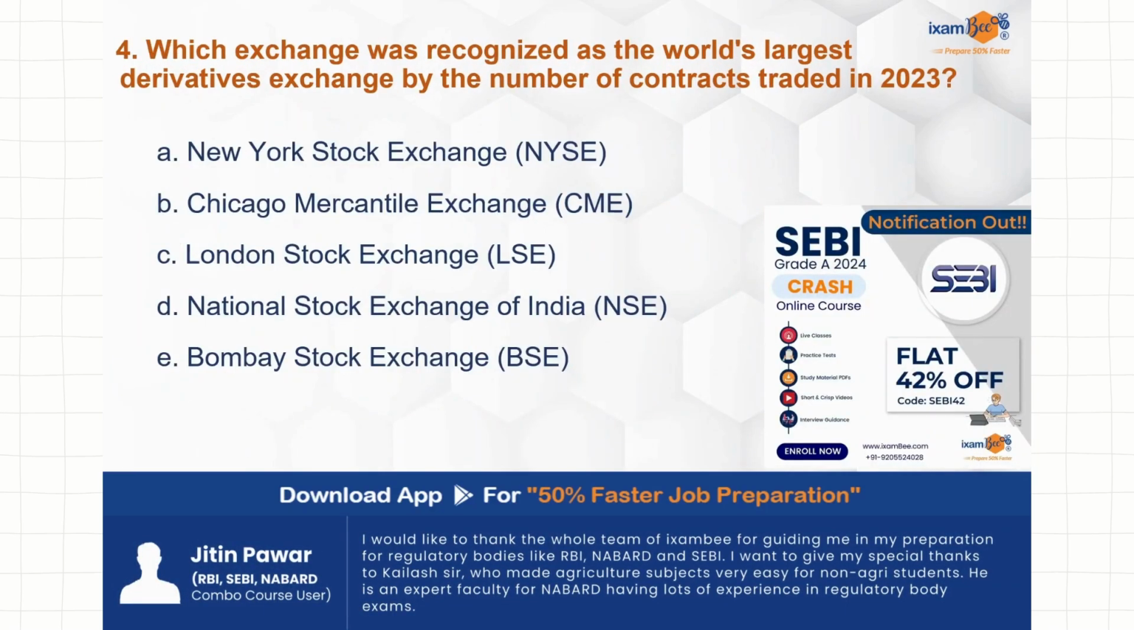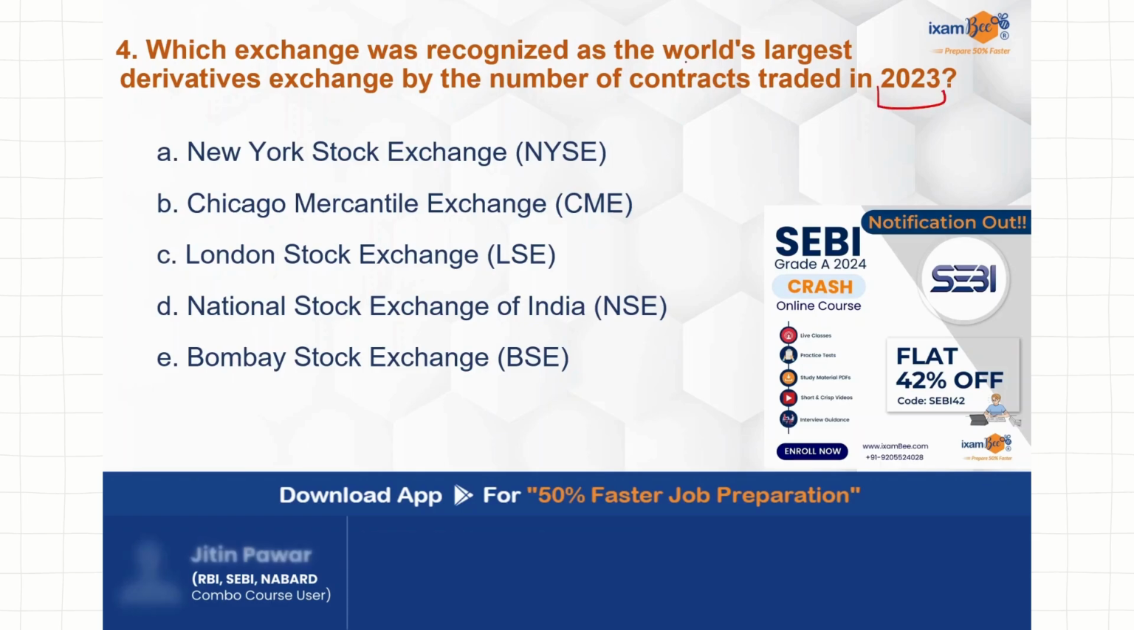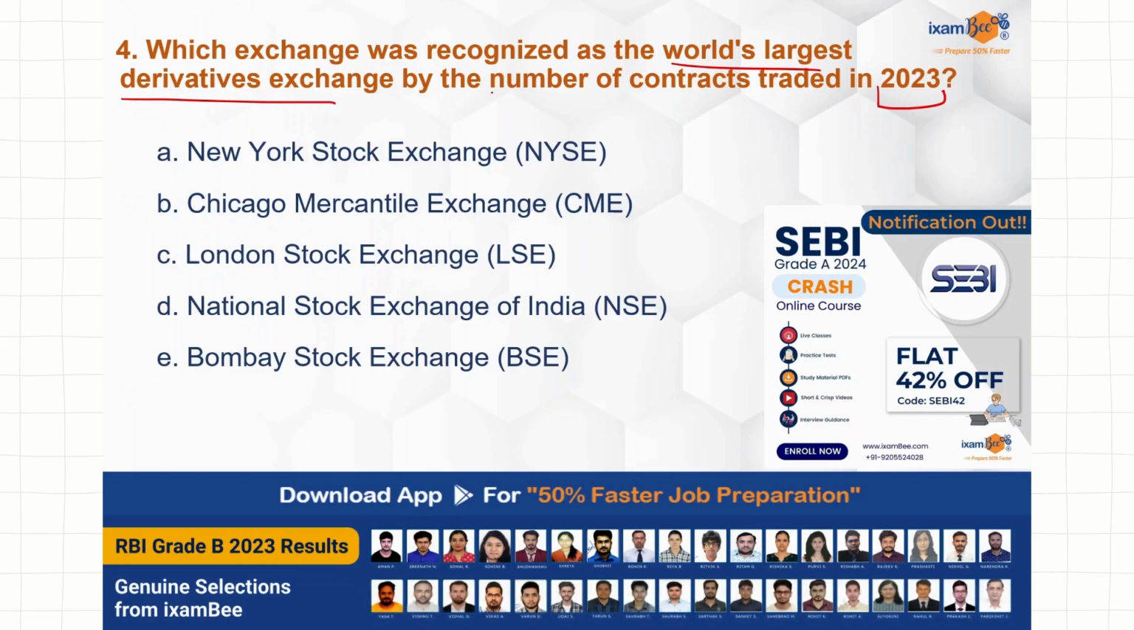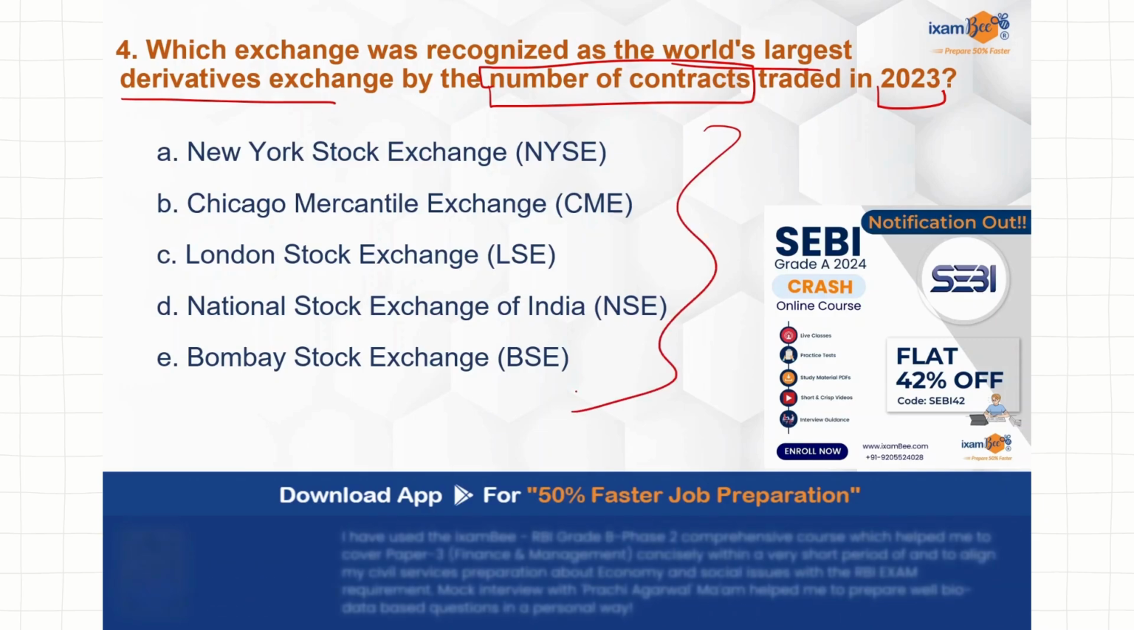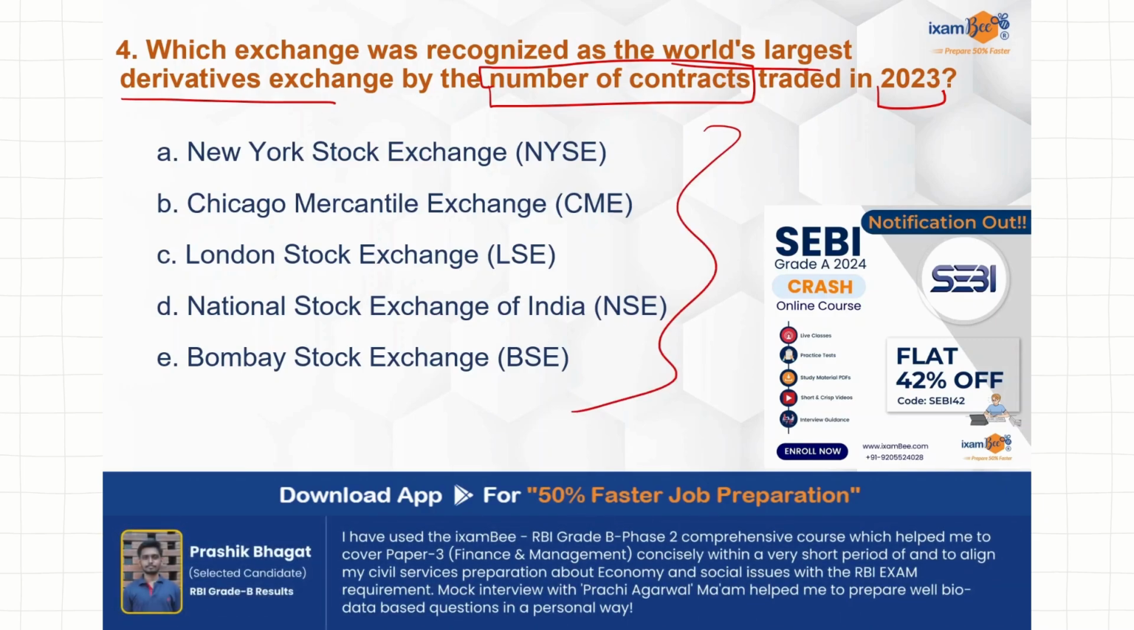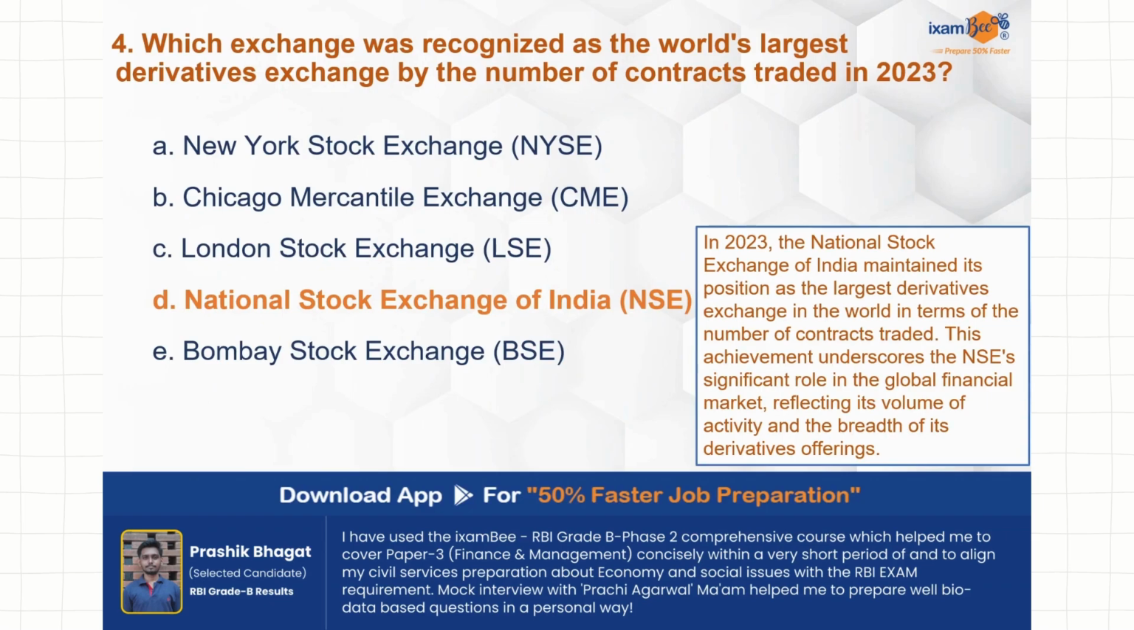Next question is, which exchange was recognized as the world's largest derivative exchange by the number of contracts traded in 2023? So in 2023, which was the world's largest derivative exchange in terms of number of contracts? We have some exchange names in the options. The correct answer is National Stock Exchange of India.